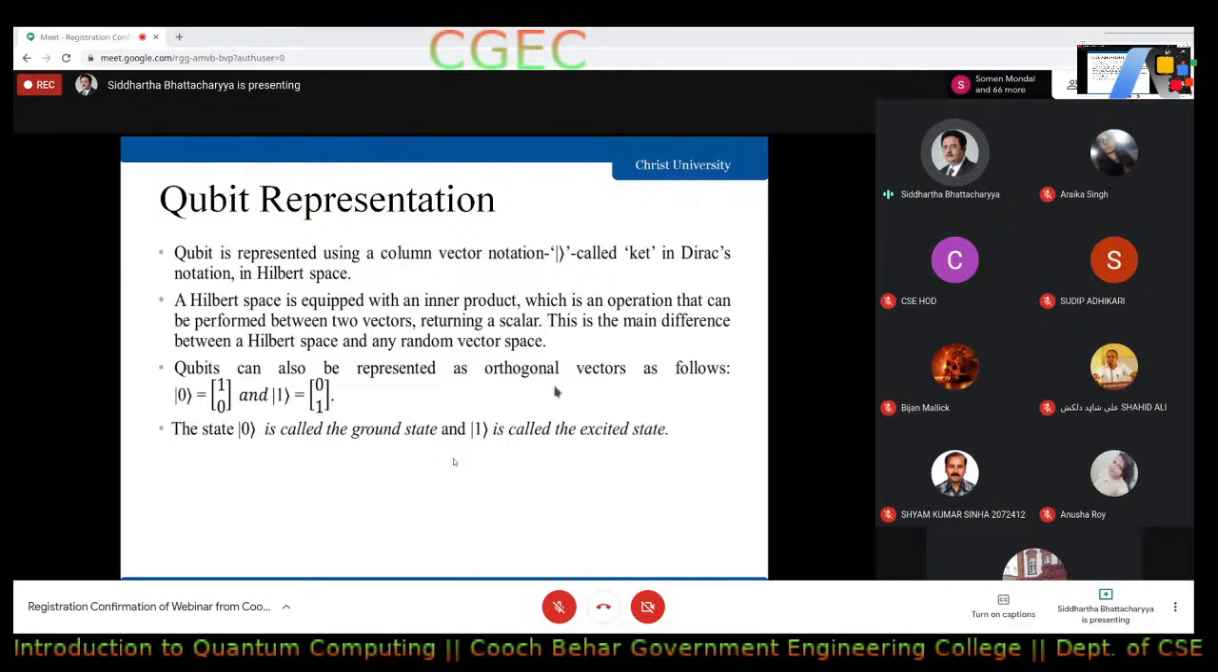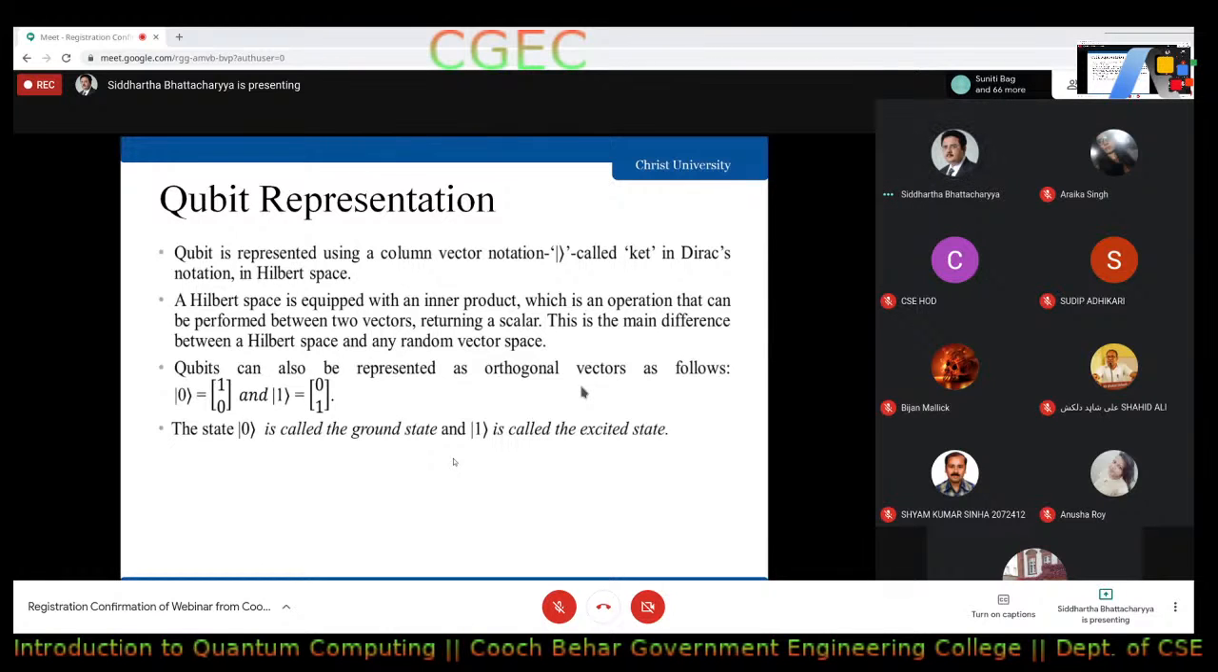So now, getting into the mathematics part, I told you, a qubit is represented using a column vector notation, Ket or Bra, depending on the situation, in Dirac notation, in Hilbert space. And what is the Hilbert space? Hilbert space is a vector space where you see there is a unique property of having an inner product, which enables you to apply the inner product to 2 vectors to return a scalar, which is different from that of a random vector space.